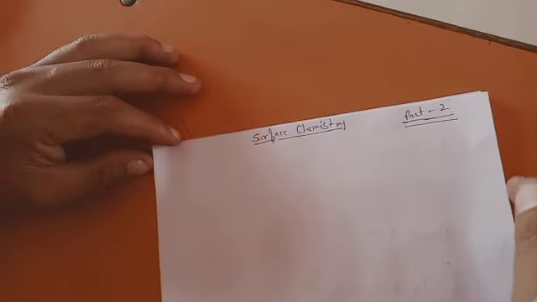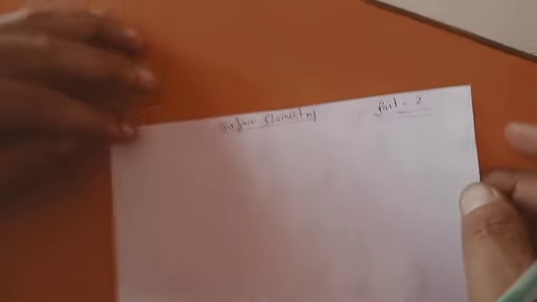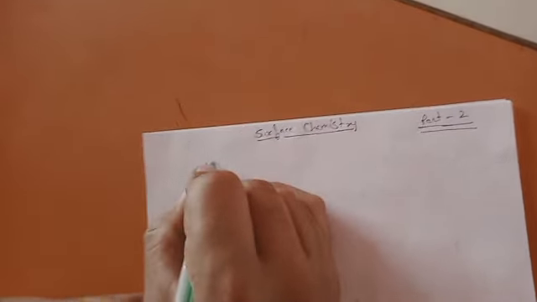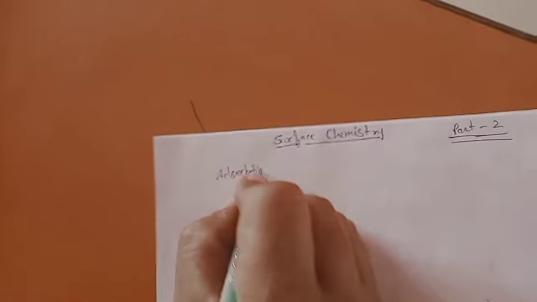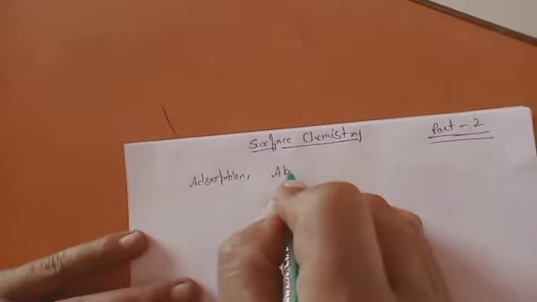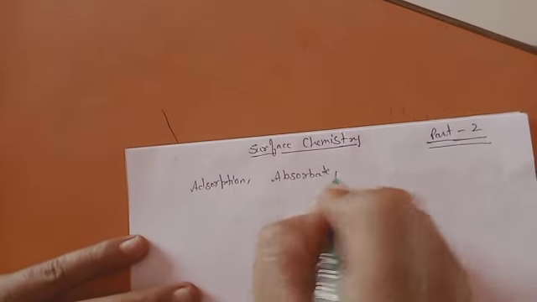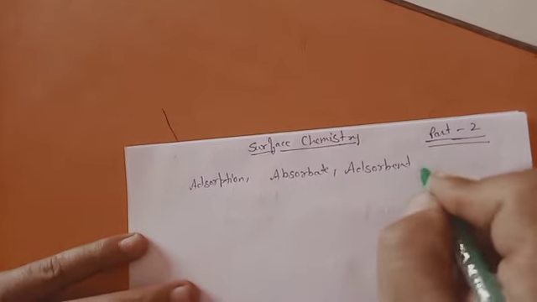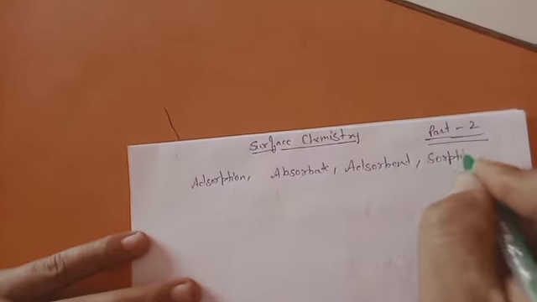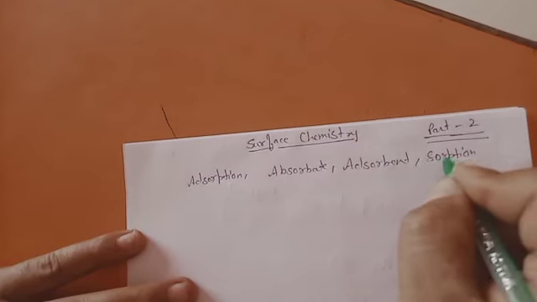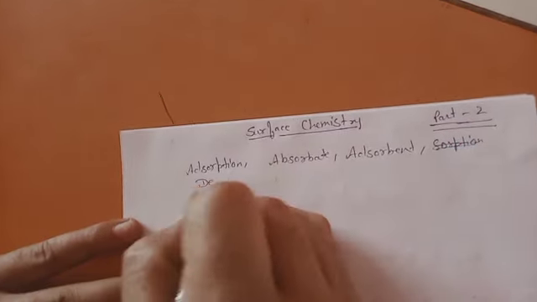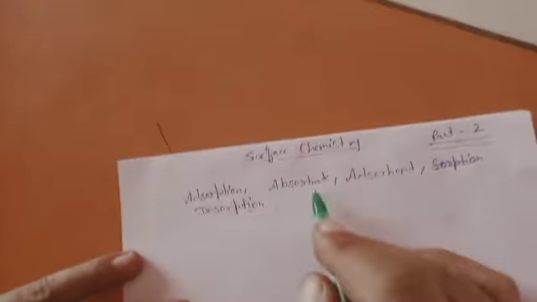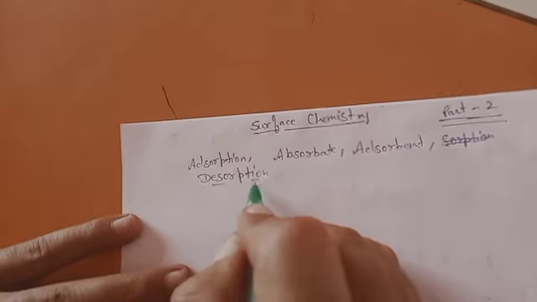Okay, dear students, yesterday we discussed the introduction of surface chemistry and we did some terminology. The terminology is adsorption. What is adsorption? What is adsorbate? What is adsorbent? What is sorption? Sorry, absorption we haven't studied. We discussed desorption. These four terms we have discussed in your previous lecture: adsorption, adsorbate, adsorbent, and desorption.